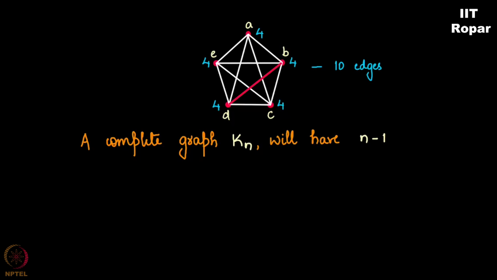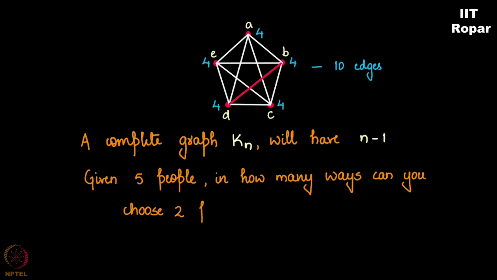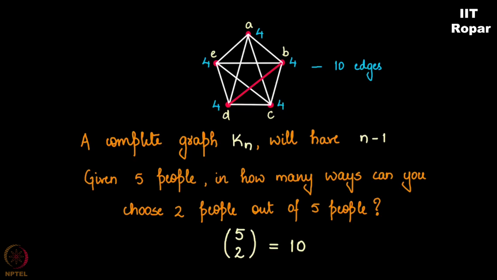There is another way of seeing it. Given 5 people, in how many ways can you choose 2 people out of 5 people? And that is 5 choose 2, which is again 10. So Kn will have n choose 2 number of edges. Right? Think about it. Now, did you see how I arrived at 10 the first time? I counted the degree of all the nodes, summed it up and divided that by 2. I got the edges. What exactly is this? Think about it.